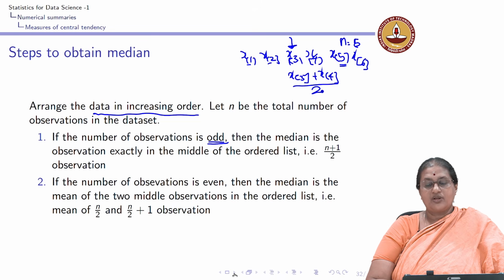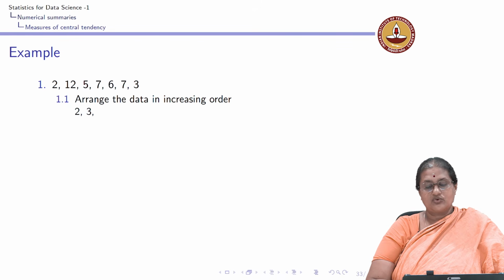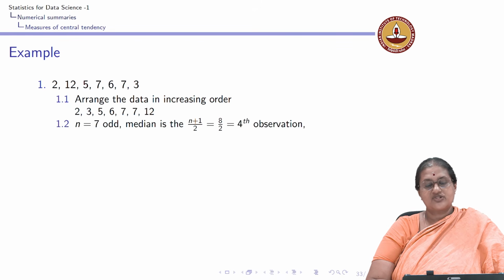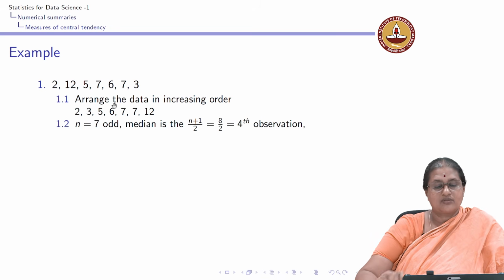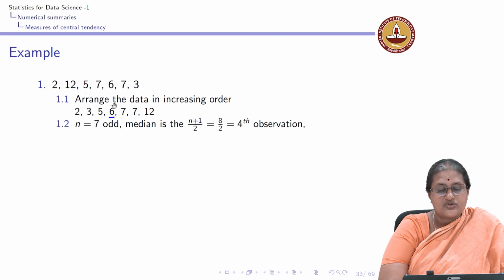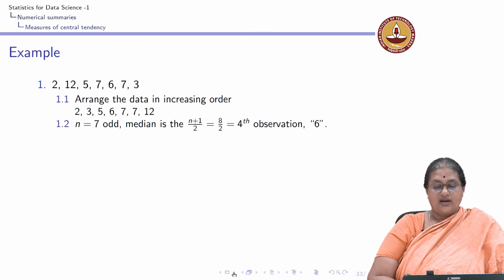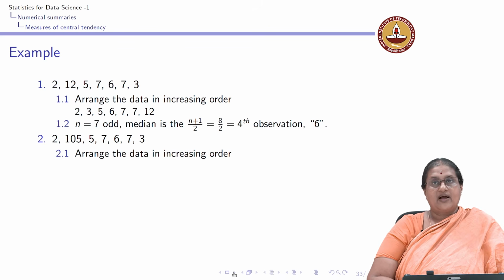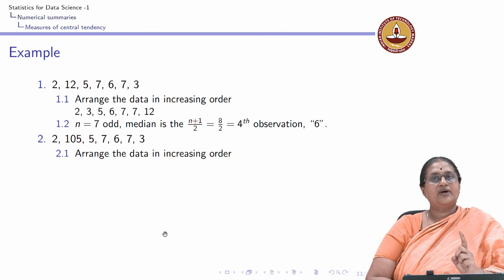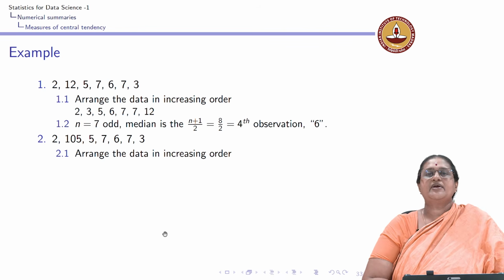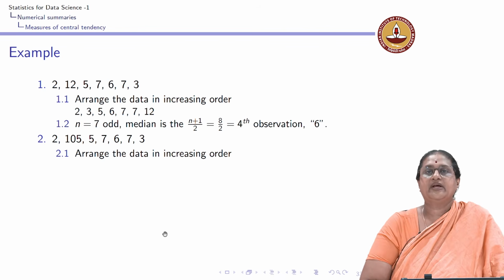When n is odd, the median is the (n plus 1) by 2 observation. I have n equal to 7, which is odd. So the median is 8 by 2, which is the fourth observation, which is equal to 6. So my median of this data set is 6. Now, let us look at another example. Again, the same example, which we computed the mean for.